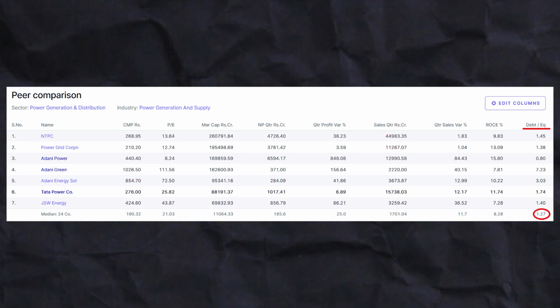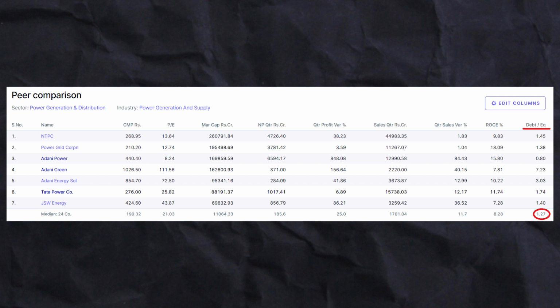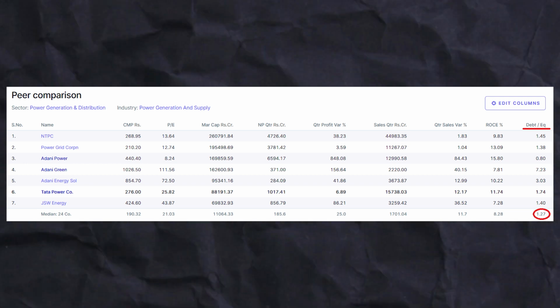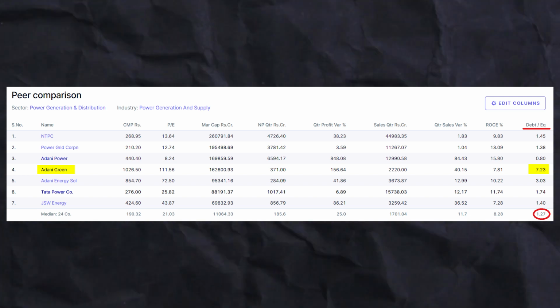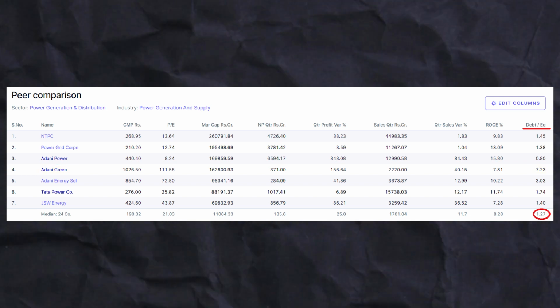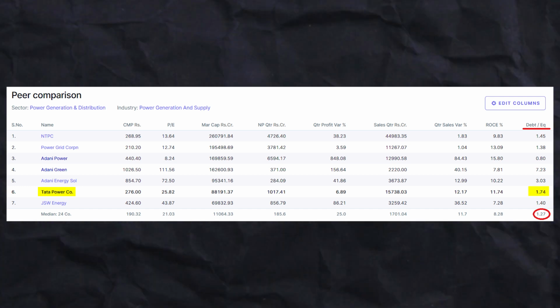Now let's have a look at the debt to equity ratios of various sectors to have an idea. So here is the debt to equity ratio of various companies from the power sector. As you can see, the median debt to equity ratio is 1.27. So Adani Green has a debt to equity ratio of 7.23, which is almost 6 times the median for the sector. Tata Power's debt to equity ratio is 1.74, which is above the median, but the company is doing really well.